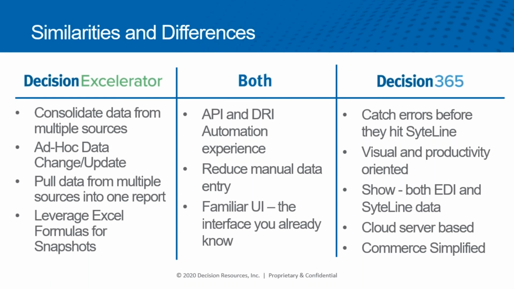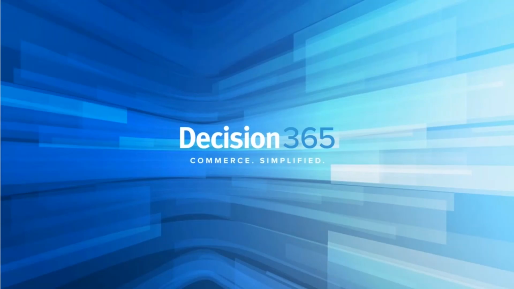Decision365 is all deployed from our cloud servers. So we have a Microsoft Azure server farm, and that's where we run things from, and we reach out to the Sightline systems out there through the APIs that you already saw we know how to use with Excelerator. We reach in that way. So the final statement is the design is to be commerce simplified.